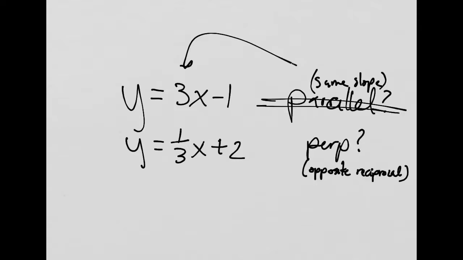And it can't be one or the other. It can't be opposite sign, but not the reciprocal. Or it can't be the same sign and then the reciprocal. It has to be both of these two things. So opposite, remember, means opposite sign.